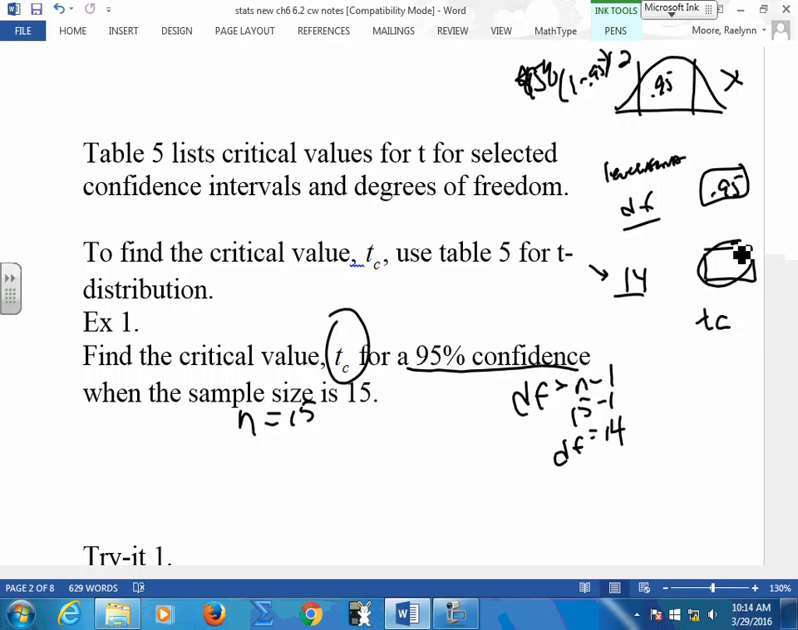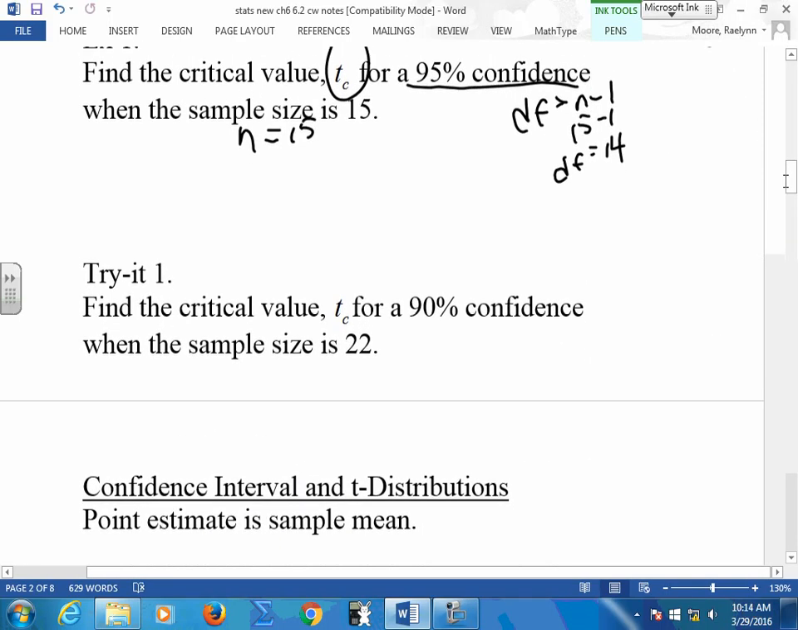So let's find another one here. Find me the critical value for a 90% confidence level when your sample size is 22. Now you're going to have to go to the back of the book for this. They didn't give you enough room on that table. So go to page 818. It's table 5, page 818. You only have one side, unlike the Z-score, which had two, a negative and a positive. This one is very easy.